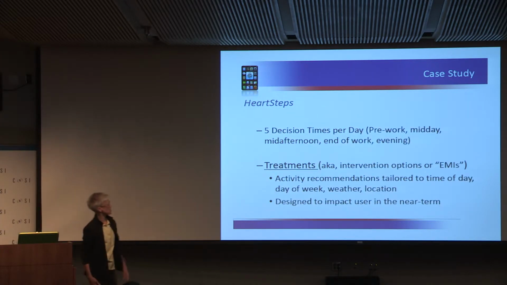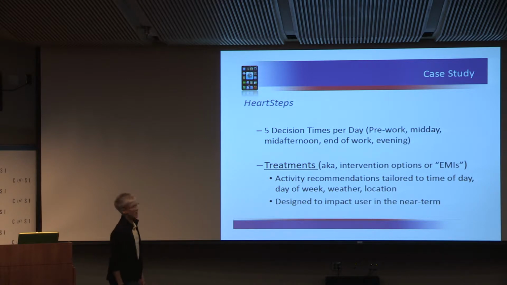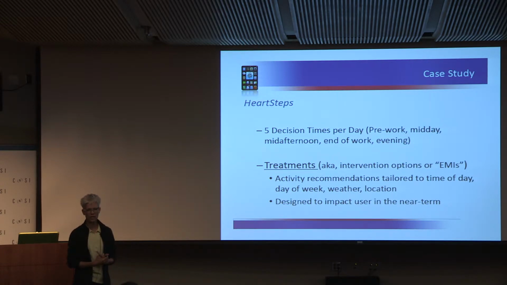Okay, so there are 5 decision times per day. The treatments in the case of HeartSteps, this first study, are activity recommendations, and they are tailored to the individual, tailored to whether it's a weekend or a weekday, weather, location, and so on. And they are intended to affect the person in the near term, so to help you be a little less sedentary. Some people call these types of interventions ecological momentary interventions, EMIs, so you may have seen that phrase before. Other people call them intervention options, I just want to make sure we can connect to that.